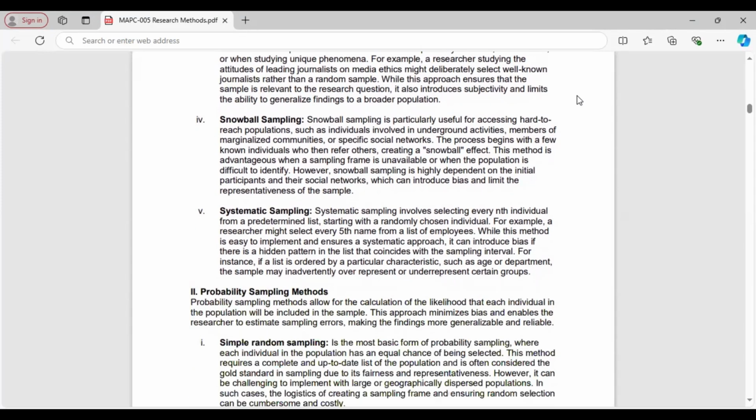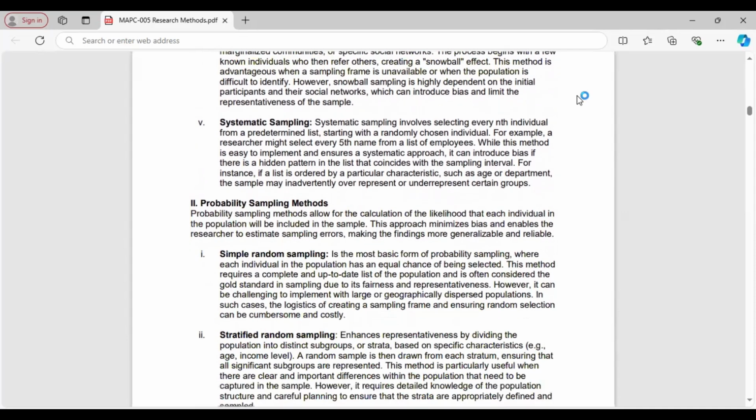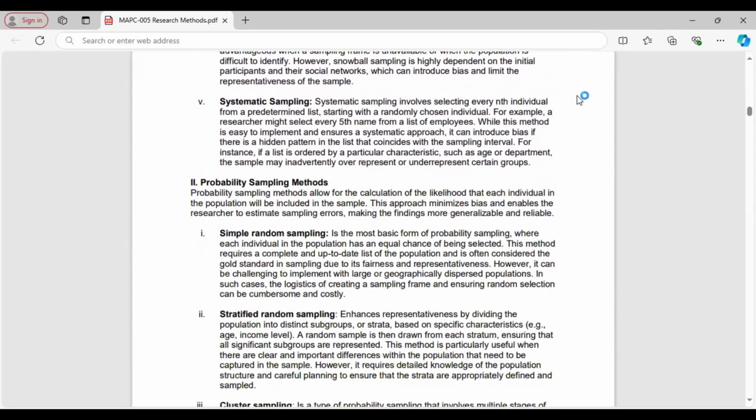Then the second type is probability sampling methods. It allows for the calculation of the likelihood that each individual in the population will be included in the sample. Thus, it minimizes bias and enables the researchers to estimate sampling errors and makes the findings more generalized and reliable. The various types under this include simple random sampling, where each individual in the population has an equal chance of selection. This method is considered the gold standard in sampling due to its fairness and representativeness, but can be challenging to implement with large populations.